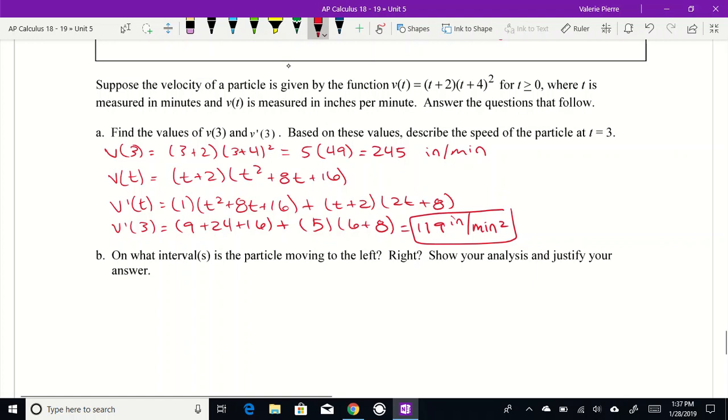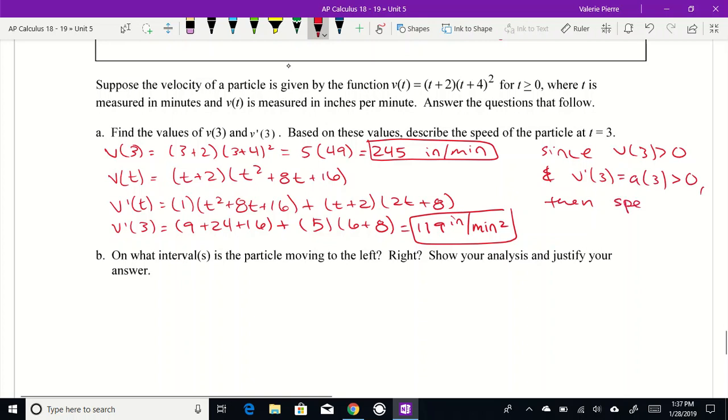So since both of these values are positive, since v of 3 is greater than 0 and v prime of 3, which is equal to a of 3, is greater than 0, then speed is increasing at t equals 3 because my velocity and acceleration are both the same sign. They're both positive.